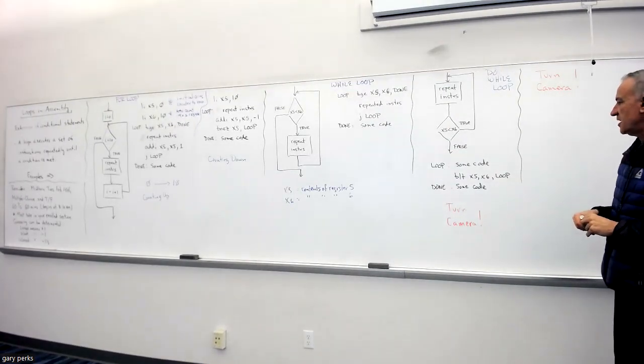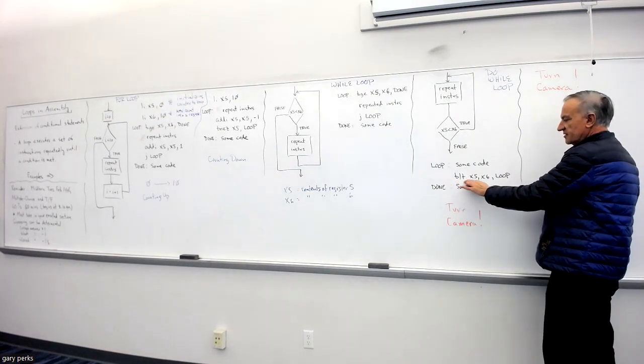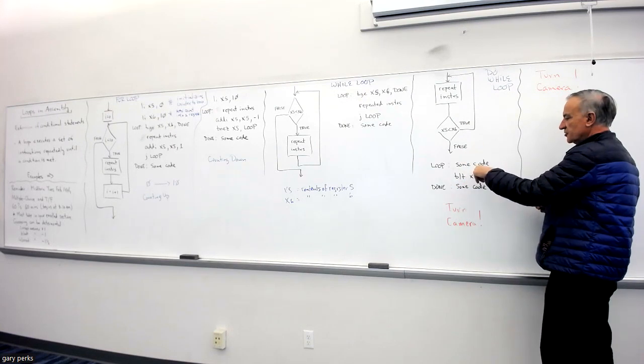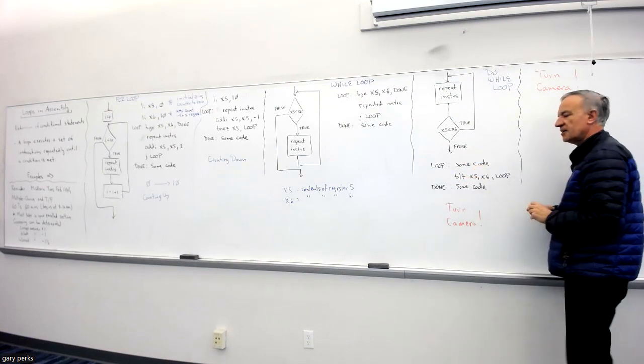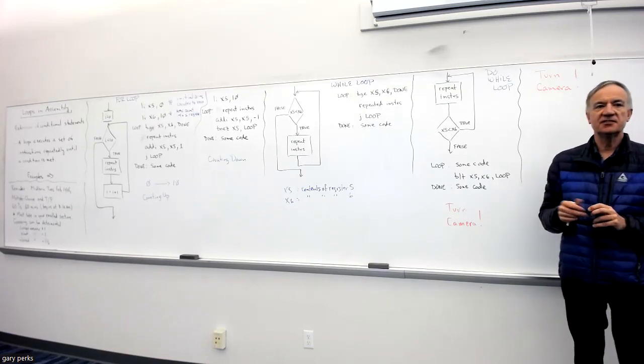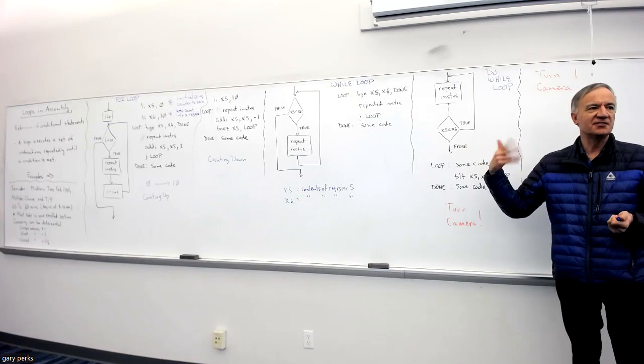Let's see. Yeah, and here's the code here. We're using a branch less than. Okay, so if this is true, we're staying in the loop, right? Not true, kicks us out of it. So any questions? This is familiar, right? Because you've done loops before.